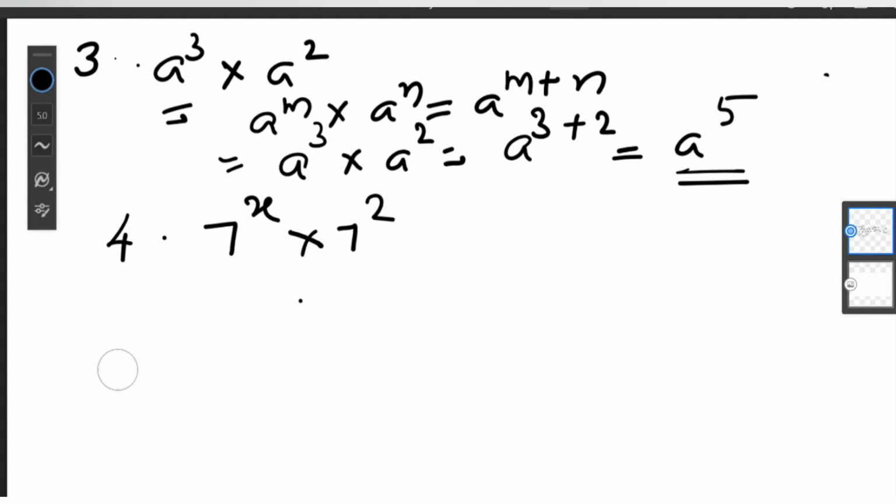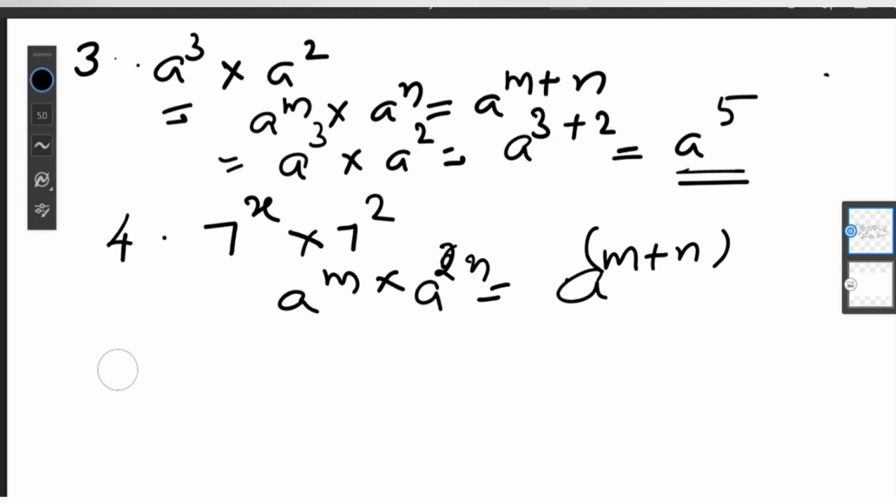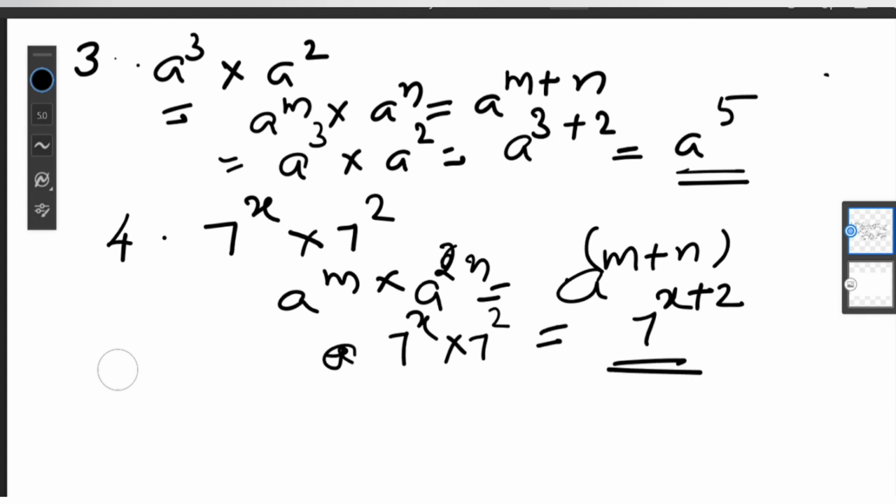Fourth question: 7 to the power x into 7 to the power 2. What is that? a to the power m. If you write the exponential laws again and again, you will be able to do it faster. See that all the bases given are the same. a to the power m into a to the power n is equal to a to the power m plus n. Likewise, 7 to the power x into 7 to the power 2 is equal to 7 to the power x plus 2. We cannot write it as x2 because x and 2 are different.